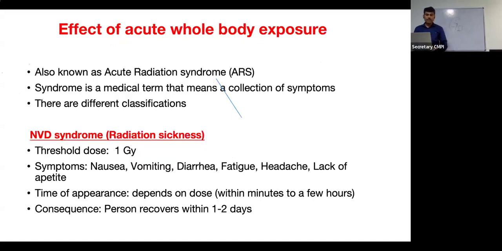Now, what is the effect of whole body exposure? Suppose a person gets a whole body exposure. What is the effect? How is it going to affect? Here we are discussing the syndromes. You know the NVD syndrome, bone marrow syndrome, etc. What is actually a syndrome? What is the meaning of syndrome? A syndrome is a collection of symptoms. If you have symptoms like vomiting, nausea, etc., or if you collect some particular symptoms, then you can call it a syndrome.